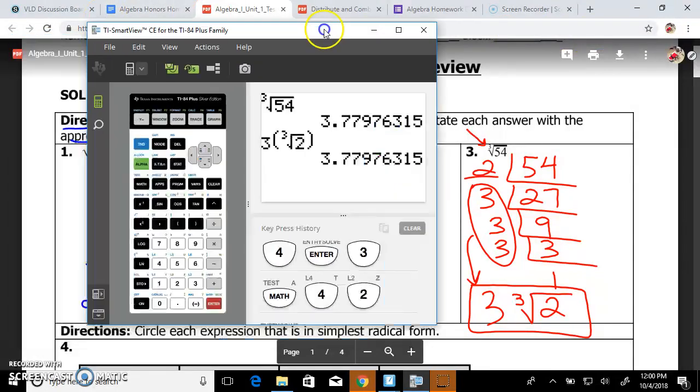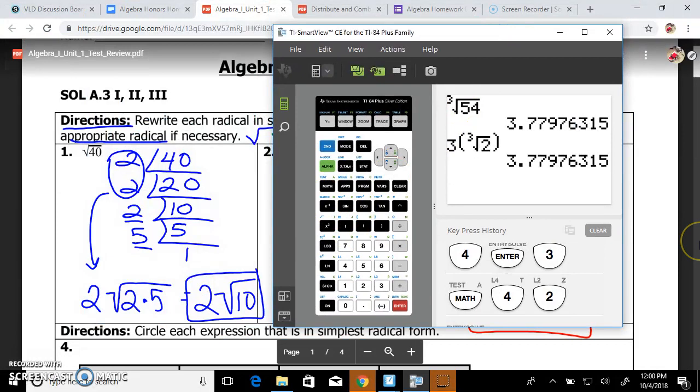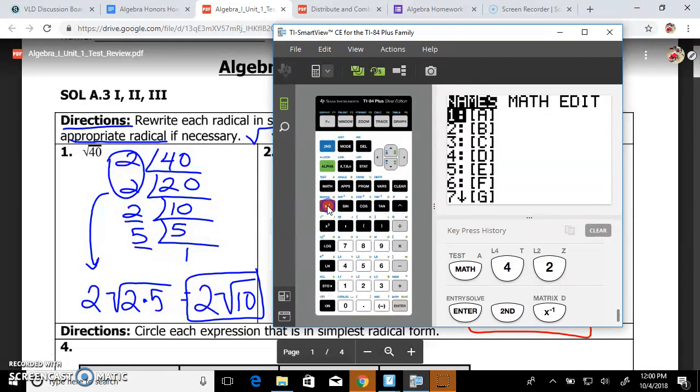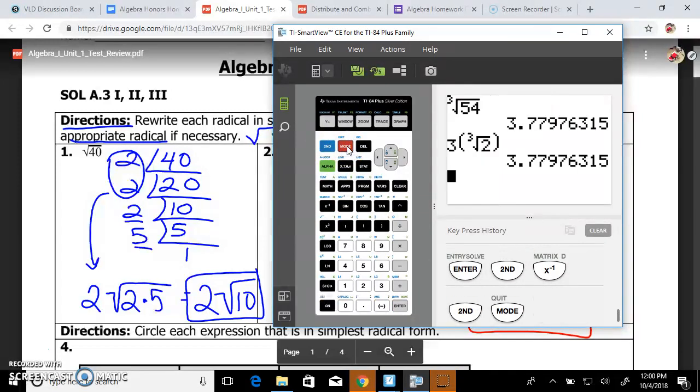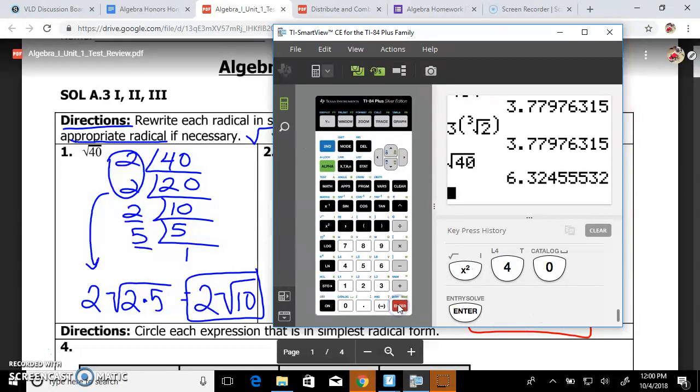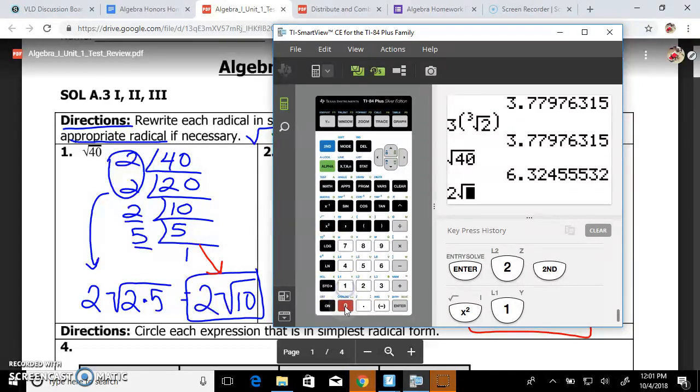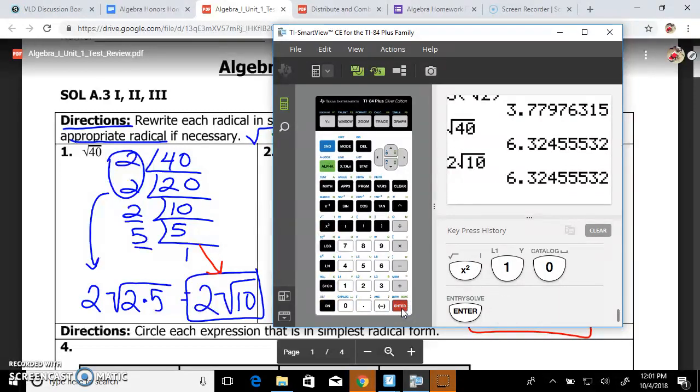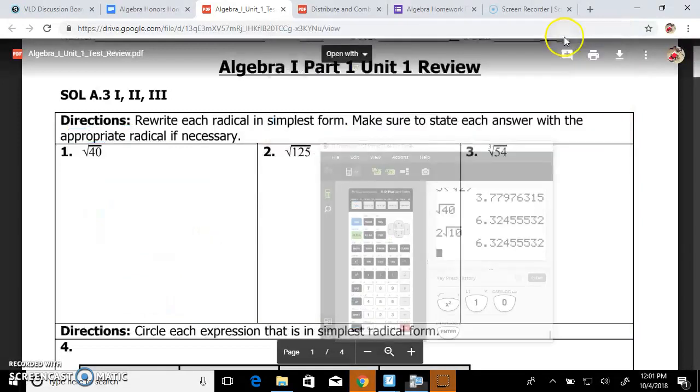So the first one was the square root of 40. The square root is just second x squared. Uh-oh, I hit something weird there. Anytime you hit something weird, just do second quit. So we do second square root of 40. That gives us that decimal. Our answer, remember, was 2 root 10. So 2 square root of 10, and we get the same thing. Excellent. So that's one way you can check your answers.